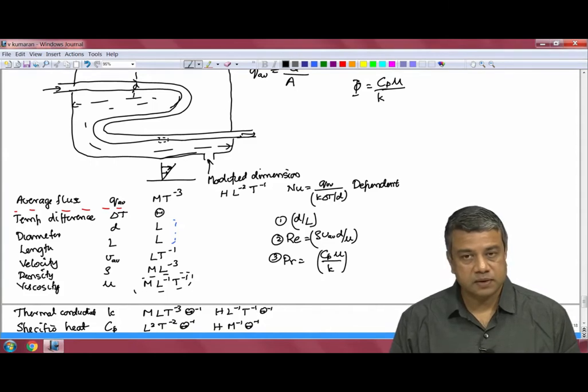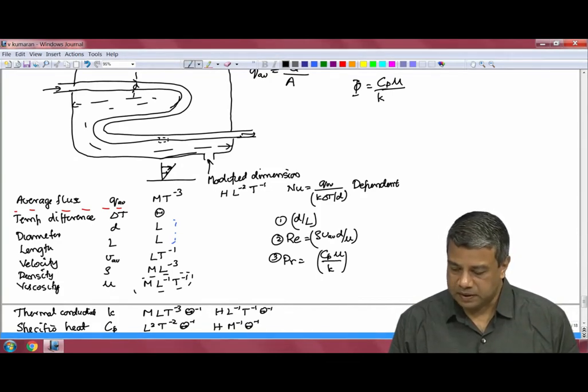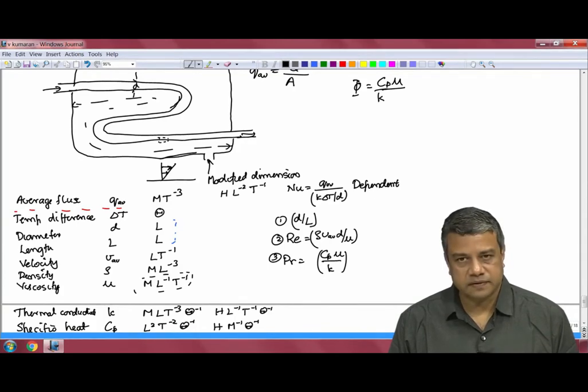The Reynolds number was the ratio of inertia and viscosity. We will see a little later that the Prandtl number is the ratio of momentum diffusivity and mass diffusivity. We will see that a little later in this course.